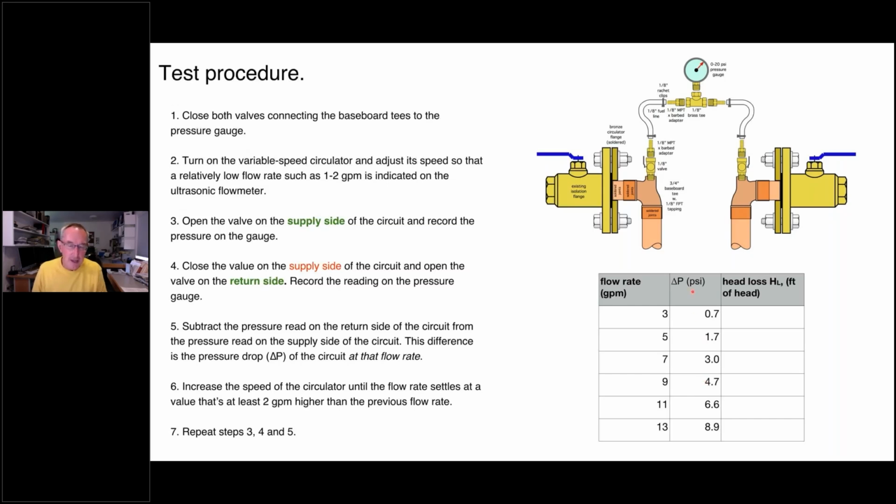Actually, you could make another column in the spreadsheet for what the supply side pressure is and what the return side pressure is, and then just do the subtraction. I'm just showing the results of the subtraction. You'll see another column over here that's labeled head loss, and I'm going to show you how to get from differential pressure over to head loss.